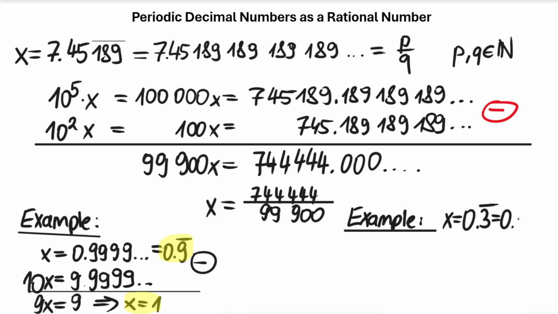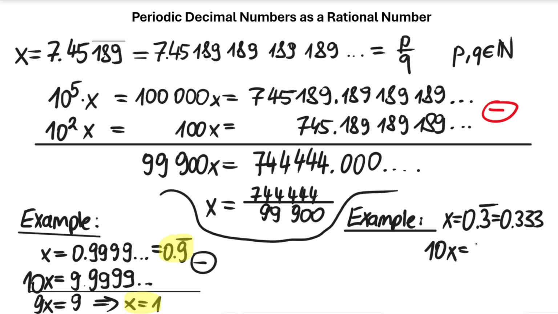So 0.33333. Actually you can also derive it from 0.9 periodic, which is 1, divided by 3. So the result will be 1 over 3. But for demonstration, we use the same method as above. So I just multiply it by 10, which is then 3.333 and so on.